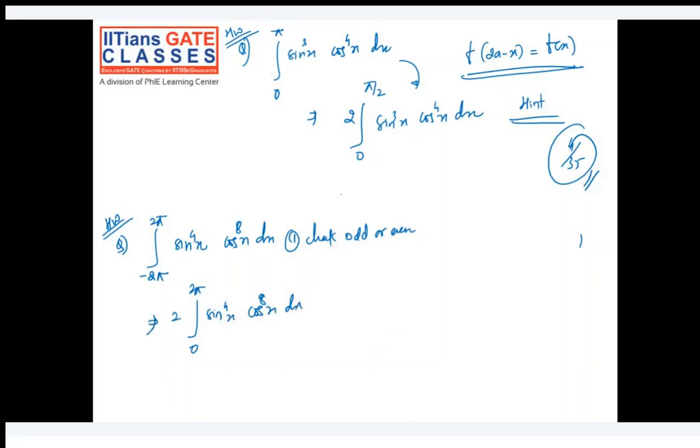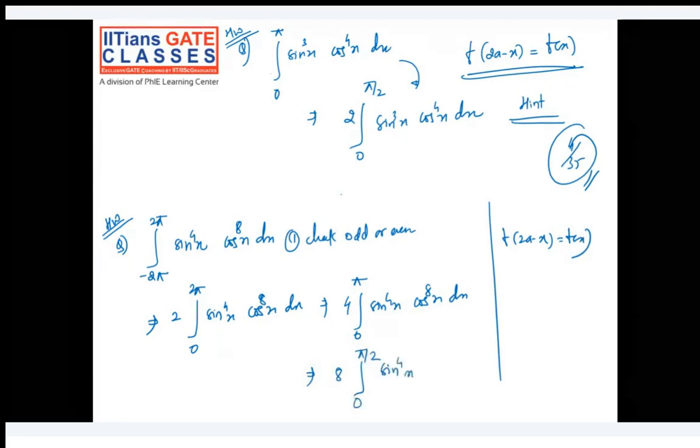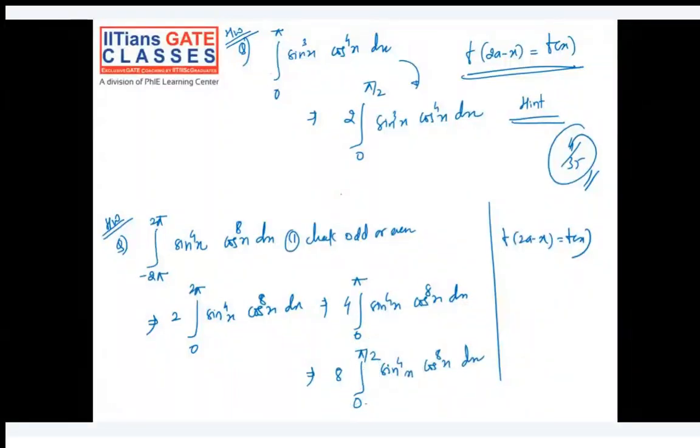So you have to further write it as 4 times 0 to pi tan raised to the power 4x cos raised to the power 8x dx by using the above formula f of 2a minus x equal to f of x formula. But still you cannot use the formula. So again using the same logic you have to write it as 8 times 0 to pi by 2 sin raised to the power 4x cos raised to the power 8x dx. Okay, and then you can apply the formula because limit is same as what we have given in the property. Is it clear?